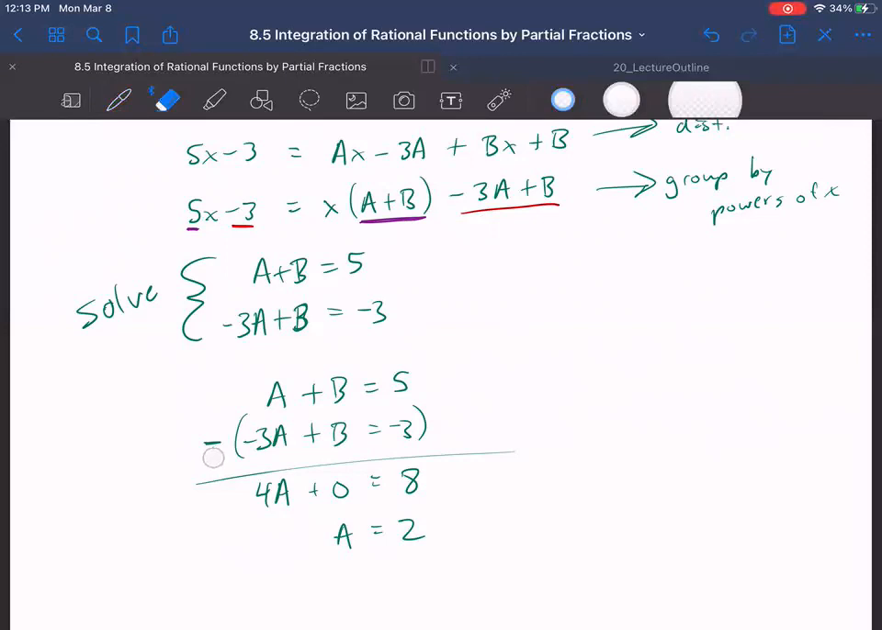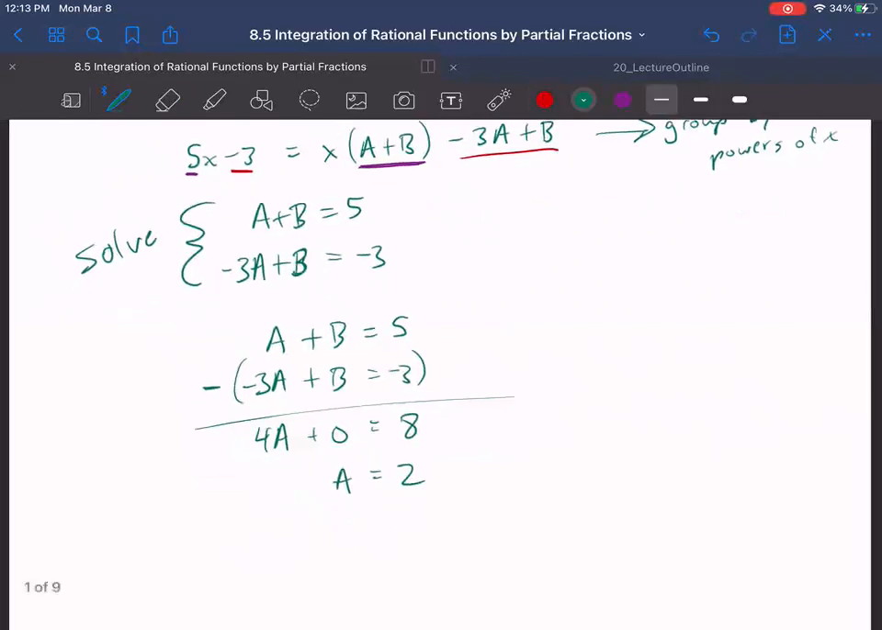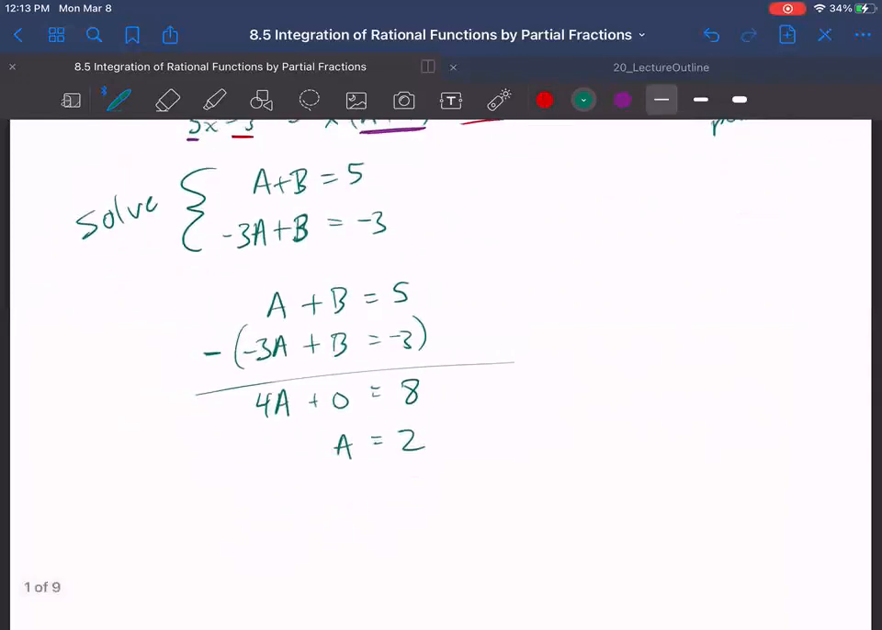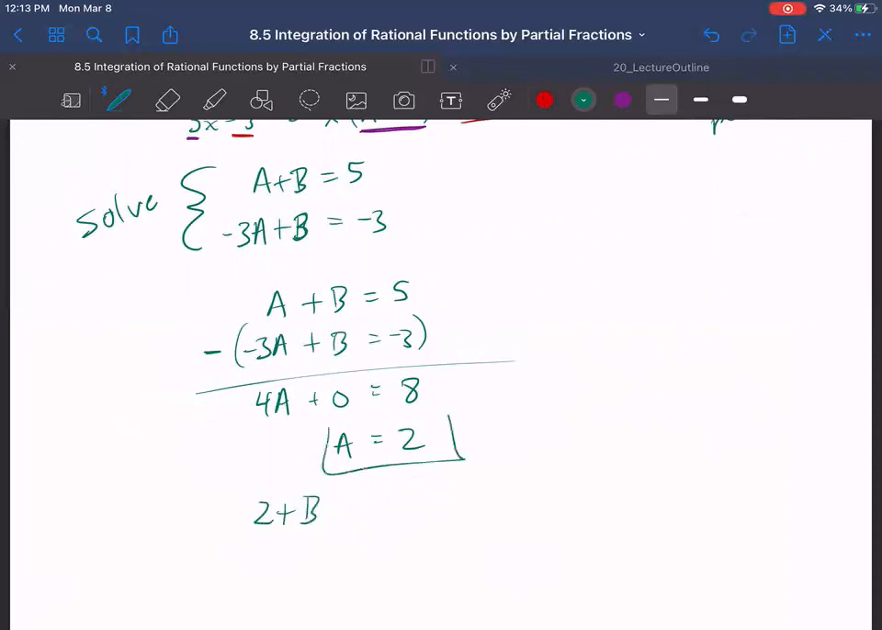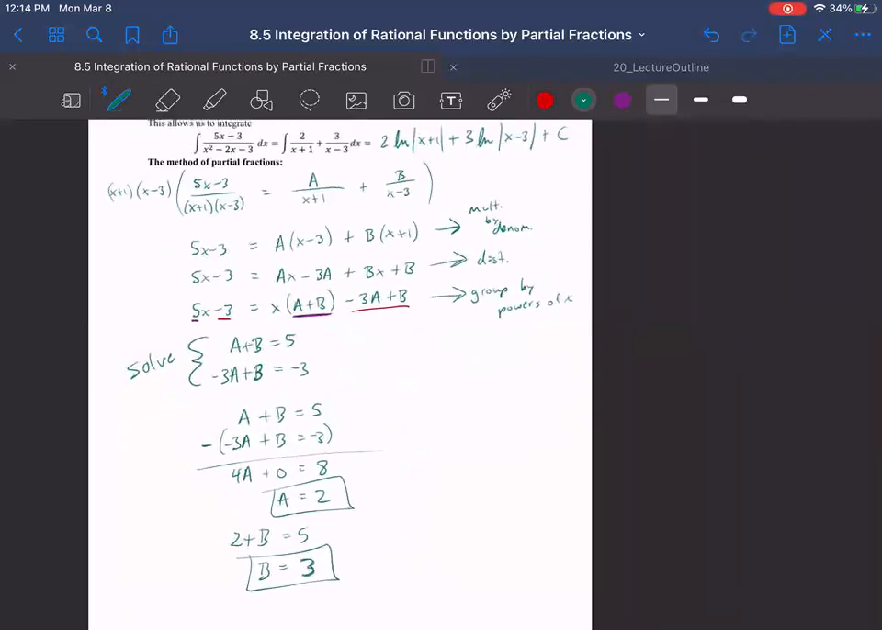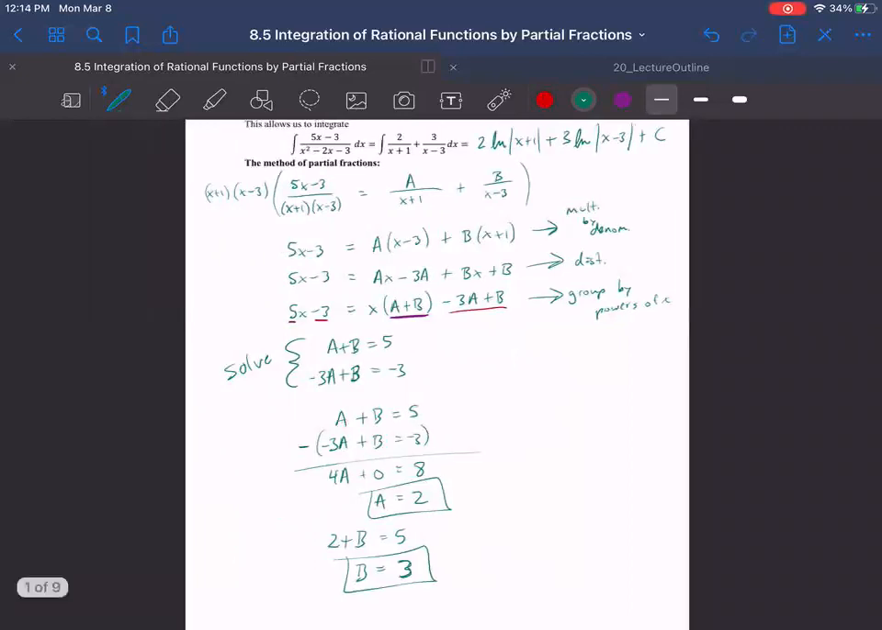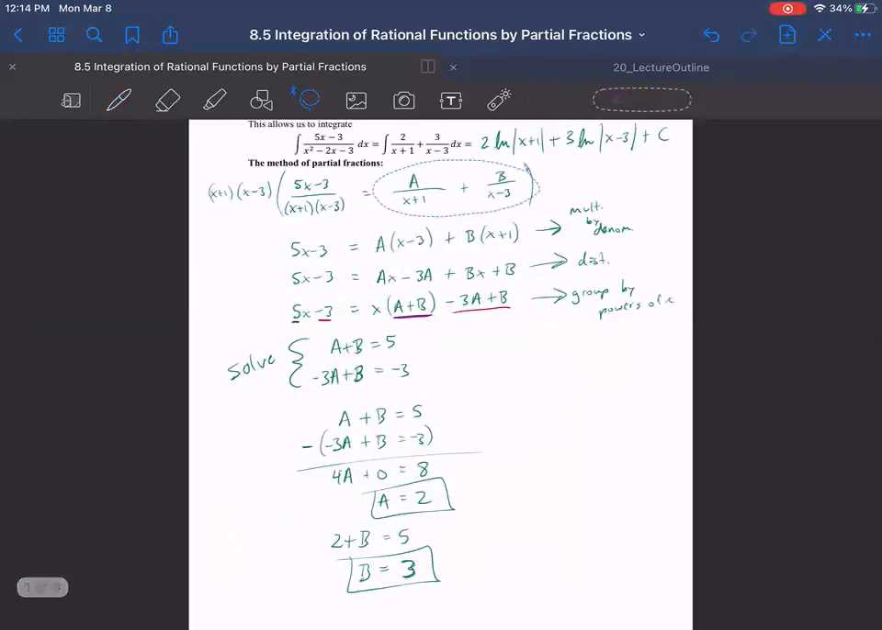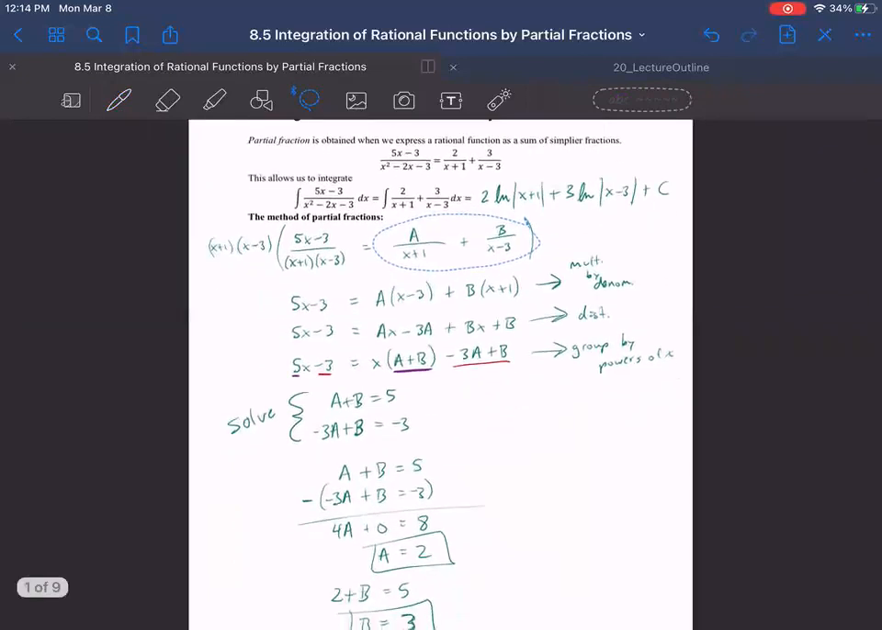It's okay. All right. So now we can solve this for b. Pick either one you want. I'll go with a plus b equals 5, so 2 plus b. So here's a. Solve for b. 2 plus b equals 5, which means b equals 3. Okay? Which, if we come back up here to what we had right up here, that gives us 2 over x plus 1 plus 3 over x minus 3, which is what I said it was at the very beginning.